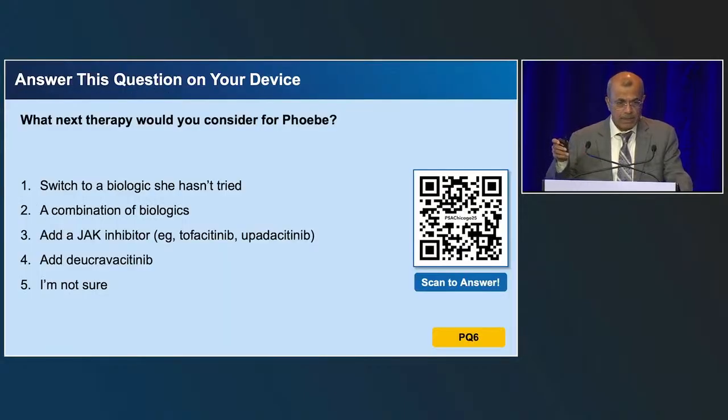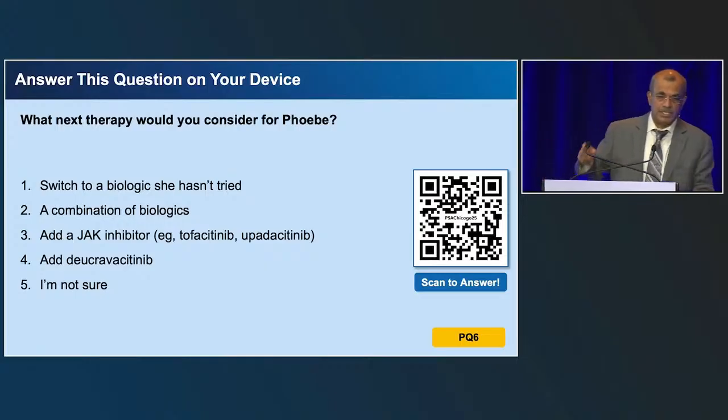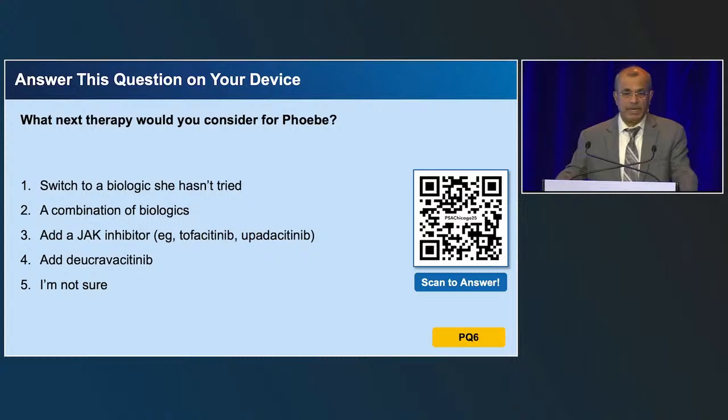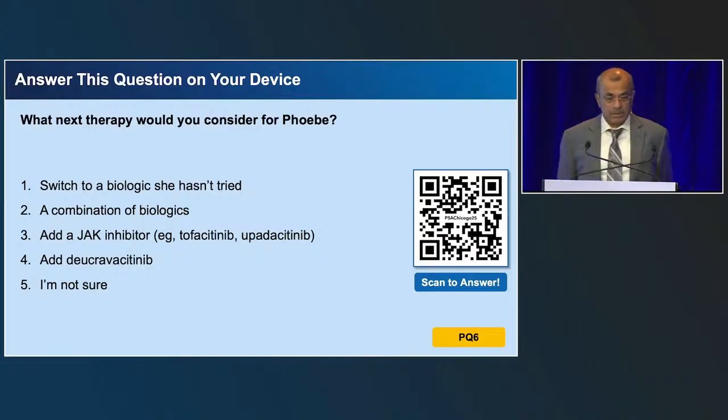All right. So what would you do? What next therapy would you consider for Phoebe, who is currently on meloxicam and, what is she on? Risankizumab. Thank you. And she has failed TNF inhibitor and IL-17 inhibitor. Switch to a biologic that she hasn't tried. Combine biologics. Add a JAK inhibitor to risankizumab. Add deucravacitinib.